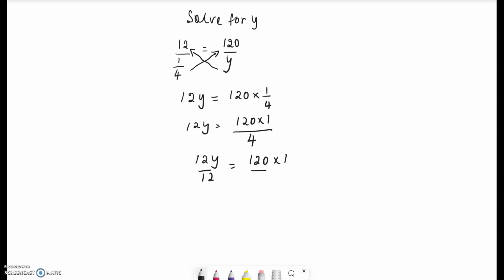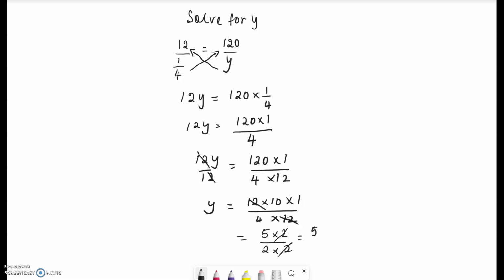So 120 times 1 over 4 times 12. So y is equal to 12 times 10 times 1 over 4 times 12. So 10 is equal to 5 times 2 and 4 is 2 times 2. So one of the 2's cancel and we get 5 over 2. So that's equal to y. So y is equal to 2.5.